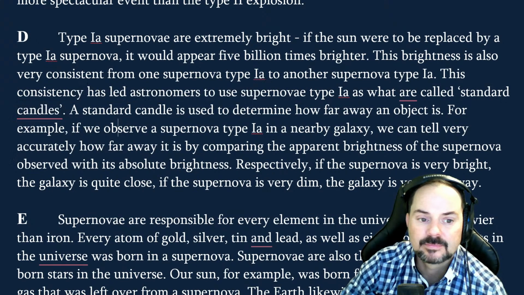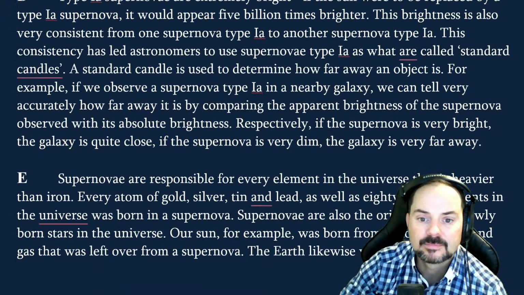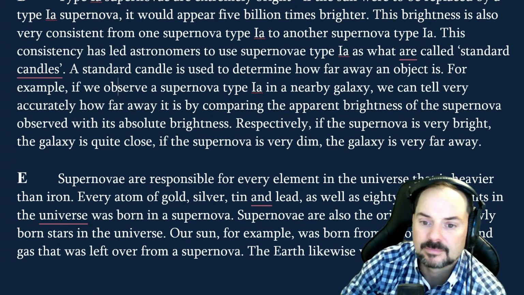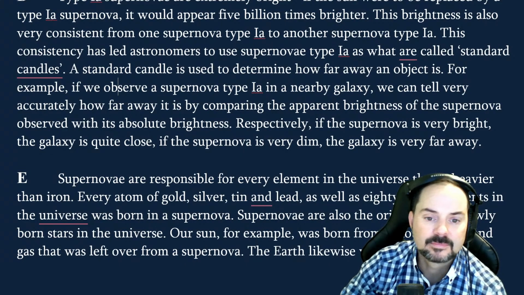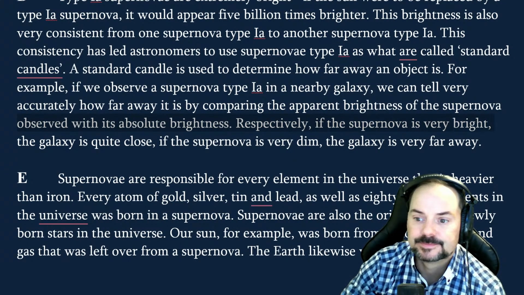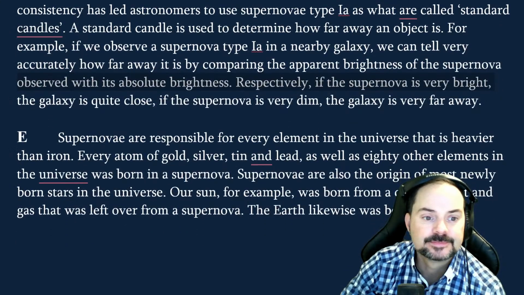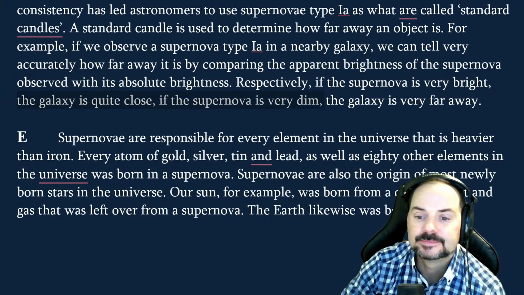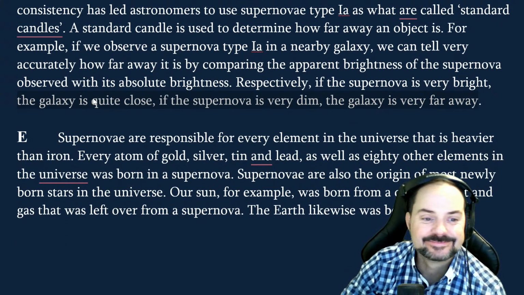A standard candle is used to determine how far away an object is. For example, if we observe a supernova Type 1a in a nearby galaxy, we can tell very accurately how far away it is by comparing the apparent brightness of the supernova observed with its absolute brightness. Respectively, if the supernova is very bright, the galaxy is quite close. If the supernova is very dim, the galaxy is very far away.